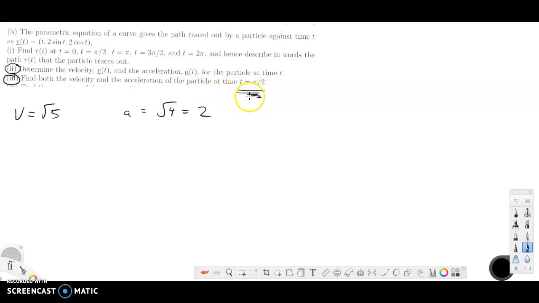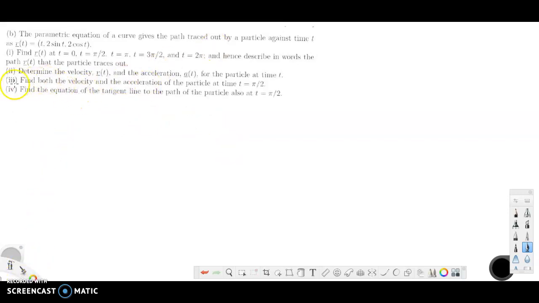Well, it seems to me that the velocity and the acceleration are constant the whole time. That doesn't make sense, does it? So I'm not sure that t equals pi over 2 is relevant. It seems to me that from our earlier calculations, no matter what the value of t is, we have a velocity of root 5 and an acceleration of 2 units. So maybe someone can get back to me to figure out a better answer for that part there.